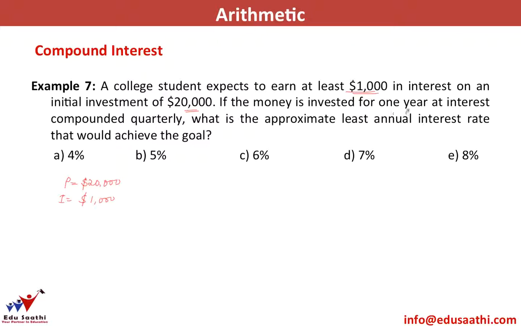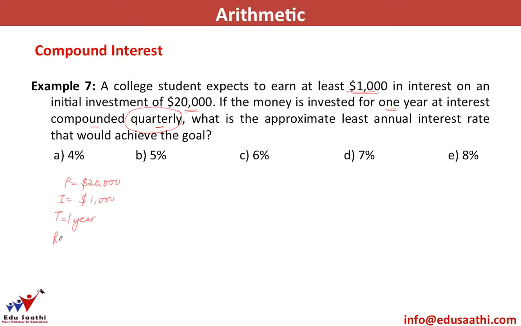If the money is invested for 1 year at a rate compounded quarterly. Now, the time that I have is 1 year, but the compounding is not happening annually. The compounding is happening quarterly. What does that mean? After every quarter, the interest is calculated and added into your account. So in the beginning of the next quarter, your principal would be increased because you already got your interest into your account. What is the approximate least annual rate that would achieve the goal? That is the question that we have.